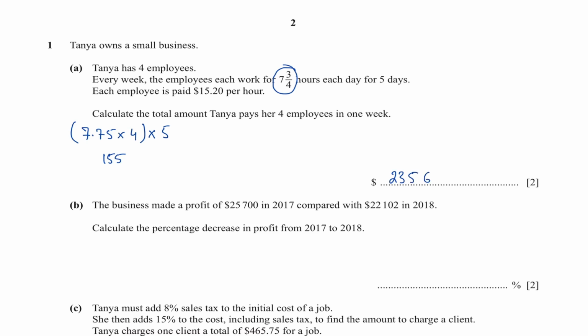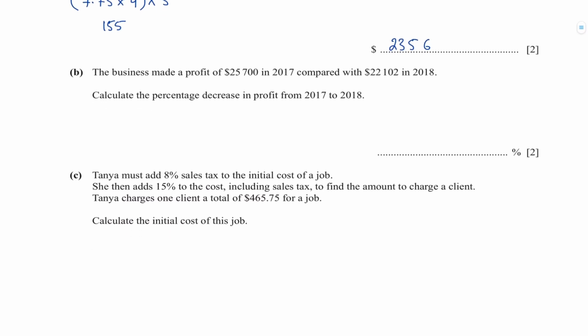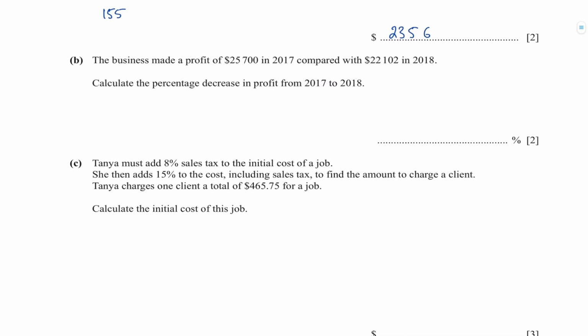Then we have part B, which says the business made a profit of $25,700 in 2017 compared with $22,102 in 2018. Calculate the percentage decrease. To calculate the percentage increase, decrease, or change, we figure out the change divided by the original value multiplied by 100, or you can think of it as new minus old divided by old multiplied by 100.